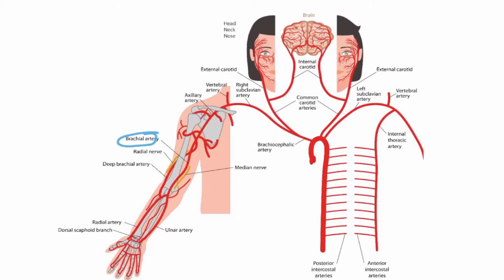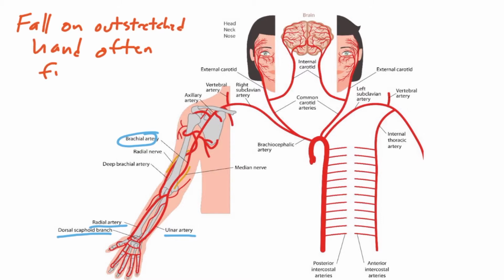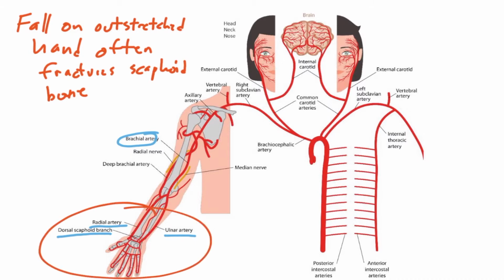So the brachial artery, which we just discussed, will then branch into the ulnar artery and the radial artery. Now the reason that the radial artery is so significant is because it has a branch that supplies the scaphoid bone in the hand, and it does this via the dorsal scaphoid branch. So when someone falls and lands on their outstretched hand, the scaphoid bone is prone to fracture. And to understand why a scaphoid bone fracture is so significant, you need to understand more about the artery that supplies it. So let's zoom in on this area.